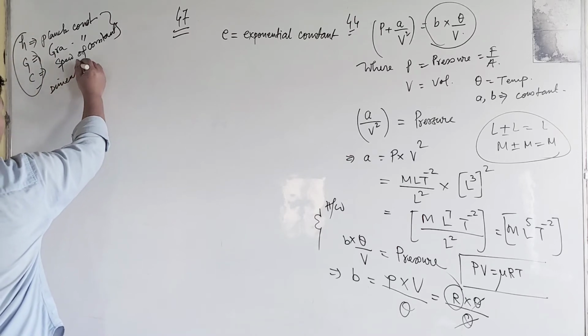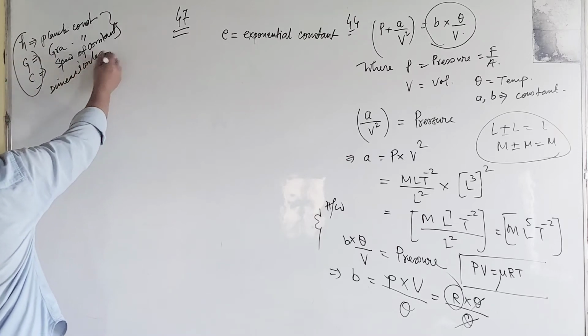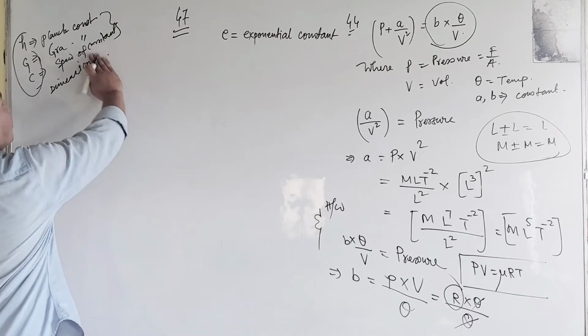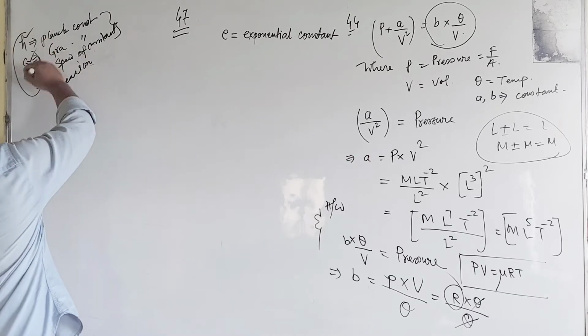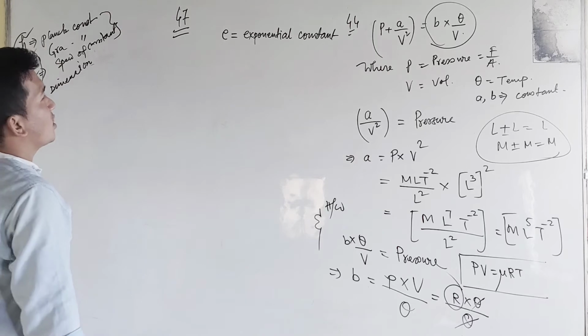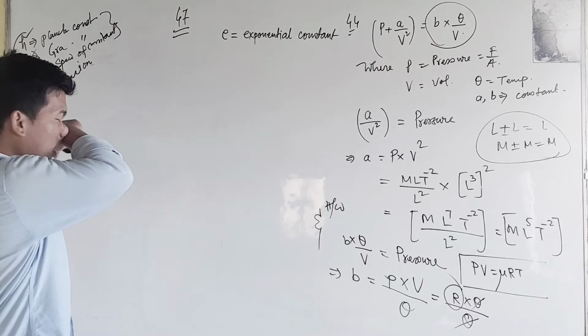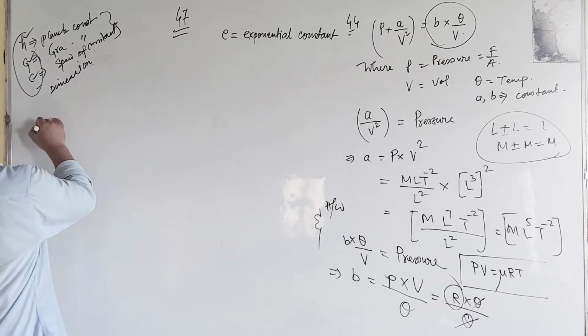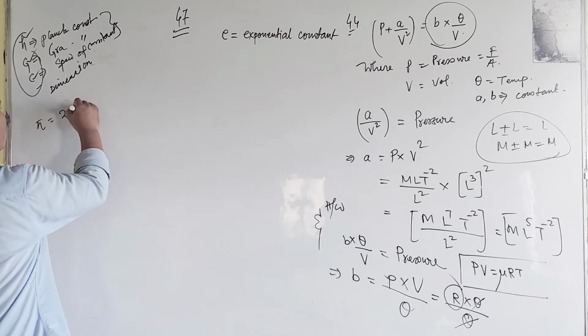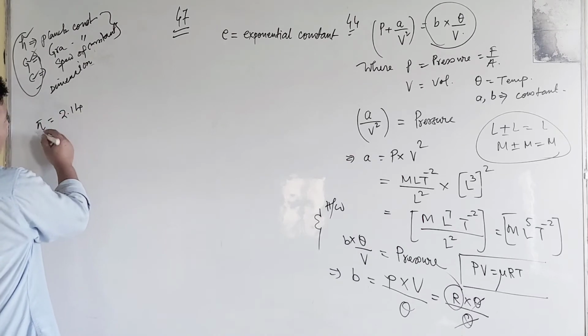We have already defined the dimensions in the previous question, the dimension of h, of g, and of c. But an exponential constant or a pure number has no dimension. What is the value of pi? Pi is equal to 3.14.